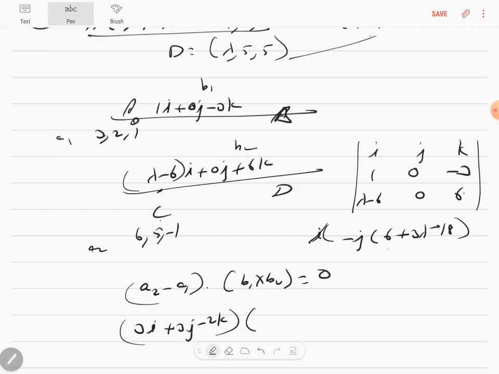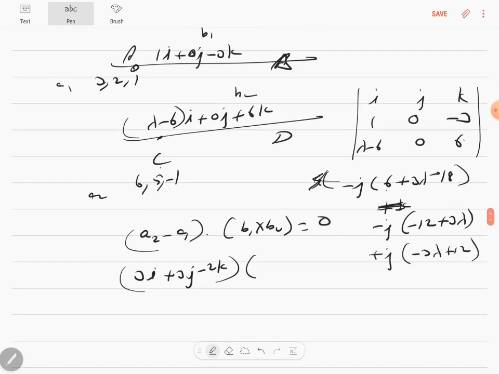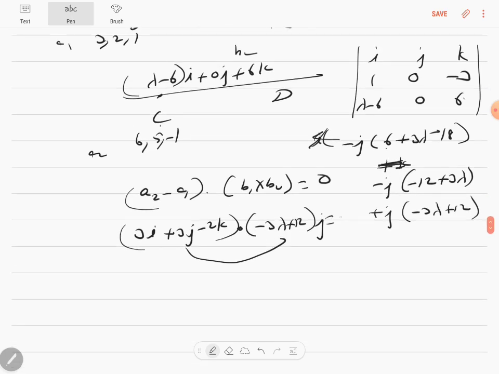Yes. Plus k into top to bottom, 0. So you only have a j component. Minus j into (6 minus 18) is minus 12 plus 3 lambda. When you write it as plus j, it will become minus 3 lambda plus 12 into j. It's about a cross product, right? Yes, it's about dotting. You can only dot a j and a j, which is equal to 0.